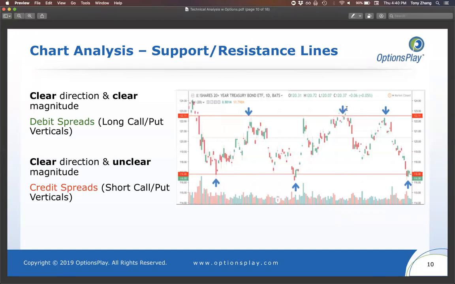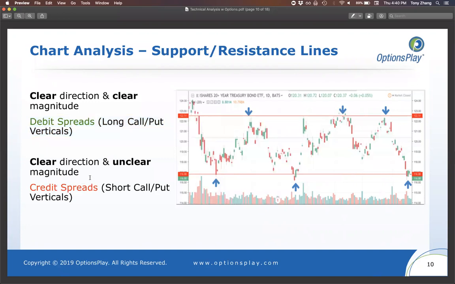So when you have a clear sense for direction and you have a clear sense for magnitude or a target price, that's when you want to trade debit spreads, because debit spreads really allow you to efficiently deploy your capital with the least amount of risk and still be able to take advantage of that trade.